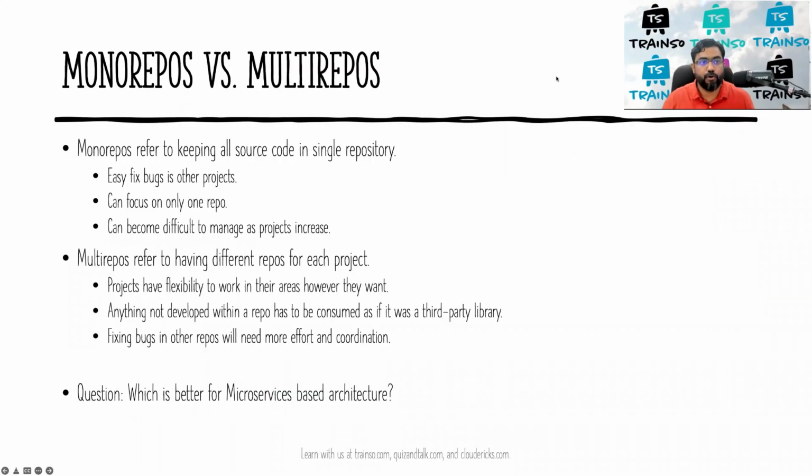There is this concept of monorepos versus multirepos. Monorepos refer to keeping all source code in a single repository. It is easy to fix bugs in other projects, and you can focus on only one repo, but it can become difficult to manage as projects increase. Multi-repos refer to having different repos for each project. Projects have flexibility to work in their areas however they want. Anything not developed within a repo has to be consumed as if it was a third-party library. Fixing bugs in other repos will need more effort and coordination. You can think about it and tell me which is better for a microservices-based architecture.